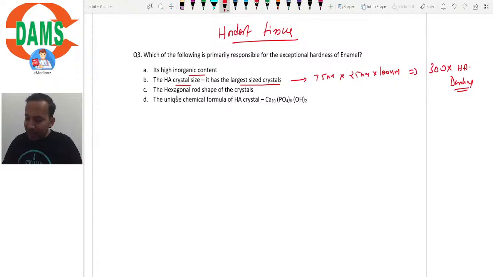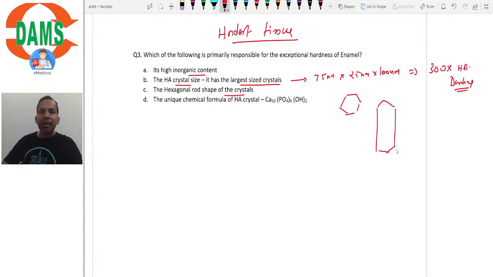Option C says the hexagonal rod shape of the crystal. So, it is talking about the shape of the crystal. It is hexagonal in the cross section, and in the longitudinal section, it is again hexagonal, but it appears like a rod, right? And option D says the unique chemical formula of the hydroxyapatite crystal. So, that is common for all the inorganic tissues, right?